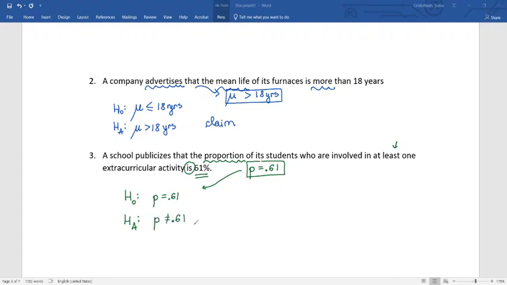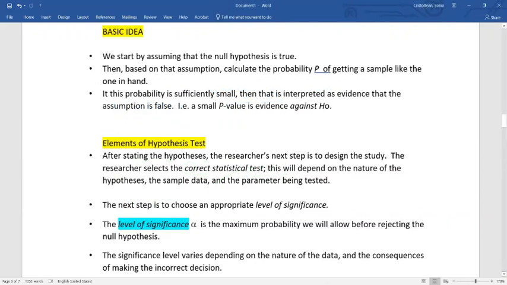And which one will be the claim? Well, the school publicizes this, which means this time H sub 0 is the claim. And this is the first step that you do when you start the process of hypothesis testing. Of course, it requires some practice. And after a lot of practice, you will see that this is not very challenging. So let's continue with more definitions.